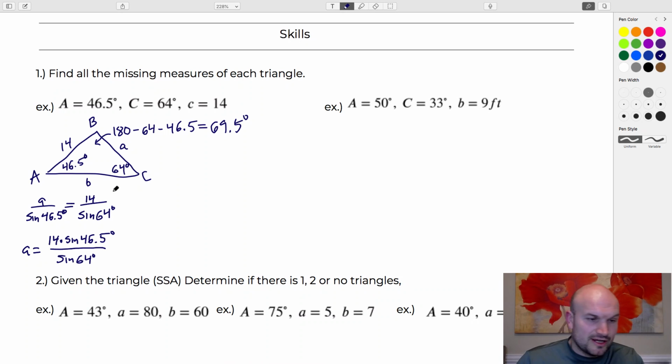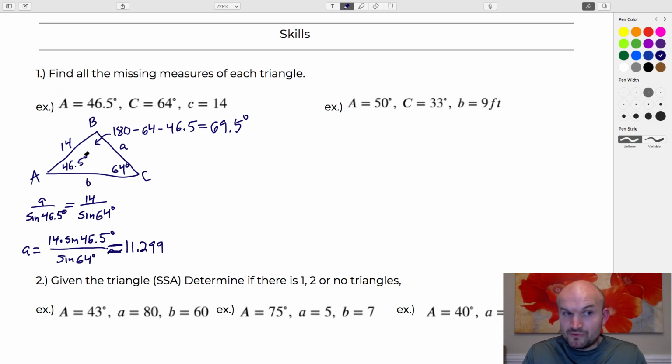Again, guys, when you're using a calculator that you're maybe not used to using, or you're just grabbing one from your friend, make sure it's in degree mode for this chapter, when you're dealing with angles in degrees. Up to this point, we've been mostly dealing with radians, so that's why it's important to make that change. So I'll do 14 times the sine of 46.5, and then divide that by the sine of 64. I am going to round to the nearest thousandth, and that equals 11.299.